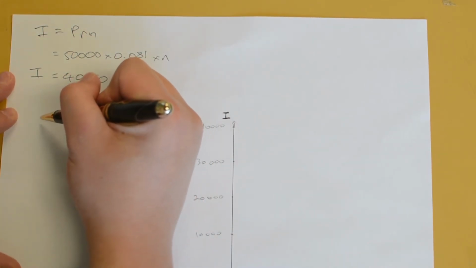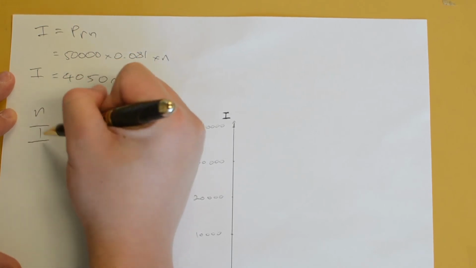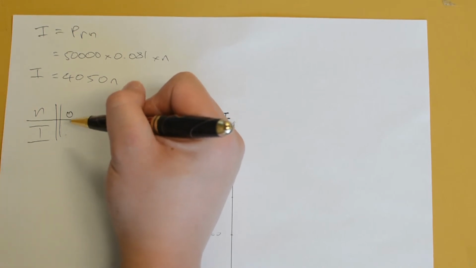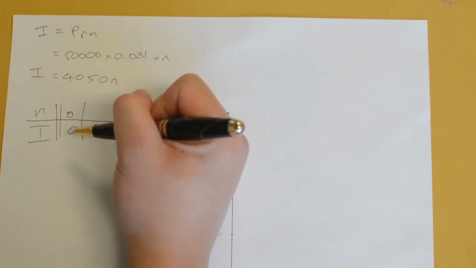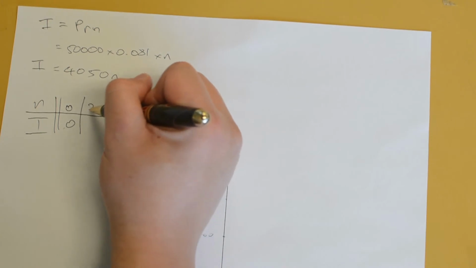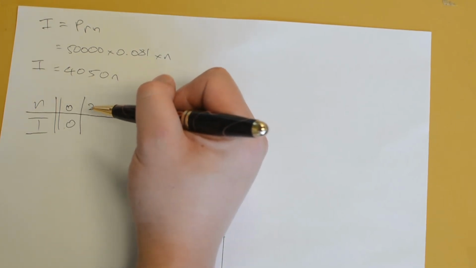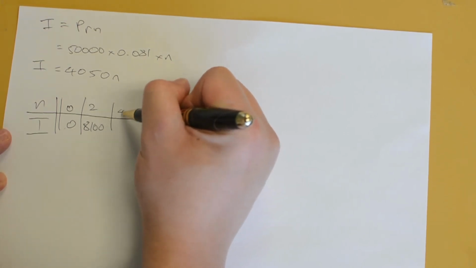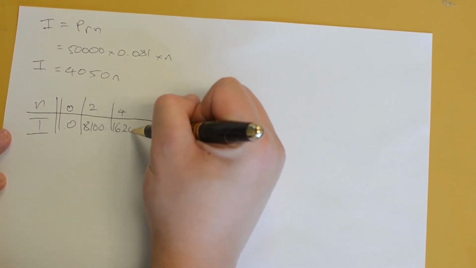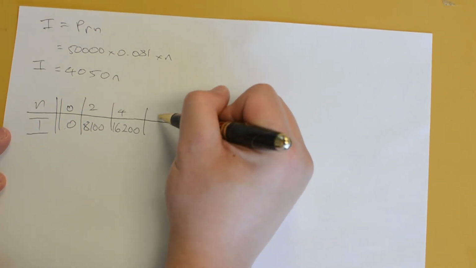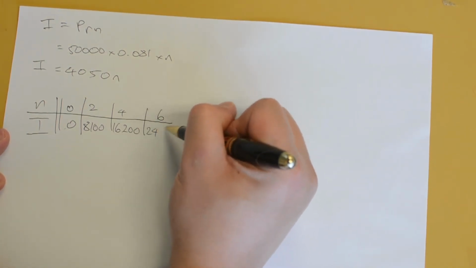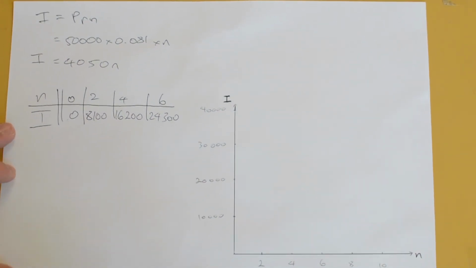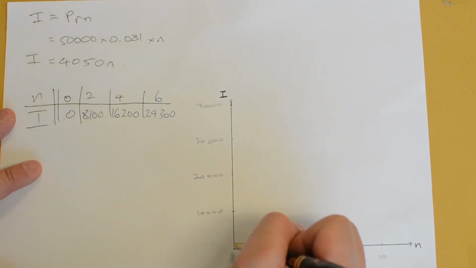Again, the next step is to create our table of values. At 0, we similarly earn $0 of interest. At n equals 2, we would earn $8,100 of interest. At n equals 4, we would earn $16,200 of interest. And at 6, we would earn $24,300 of interest. Now, these values aren't quite as nice as before, so I won't be able to draw it as accurately.